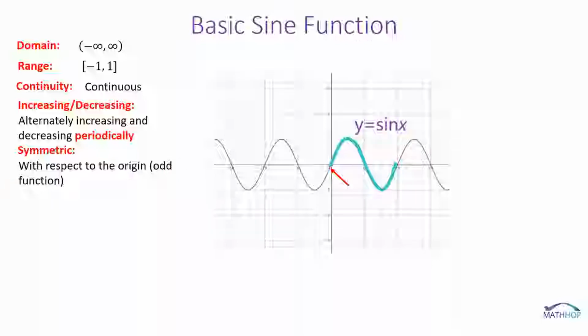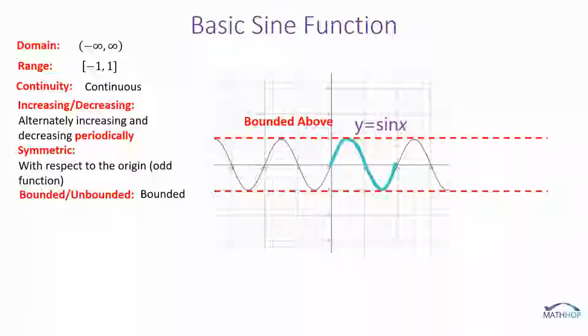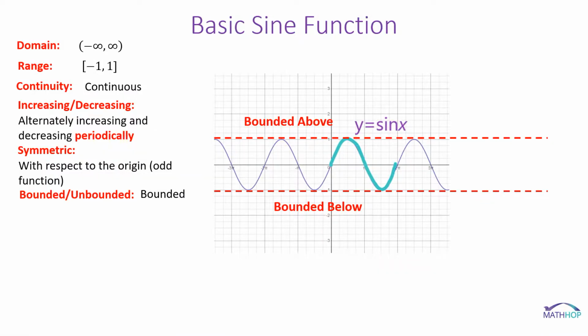Okay, is it bounded or unbounded? Well, we can see that it's bounded above here at 1, and it's bounded below at negative 1. So we call this a bounded function. It doesn't go off to infinity anywhere.